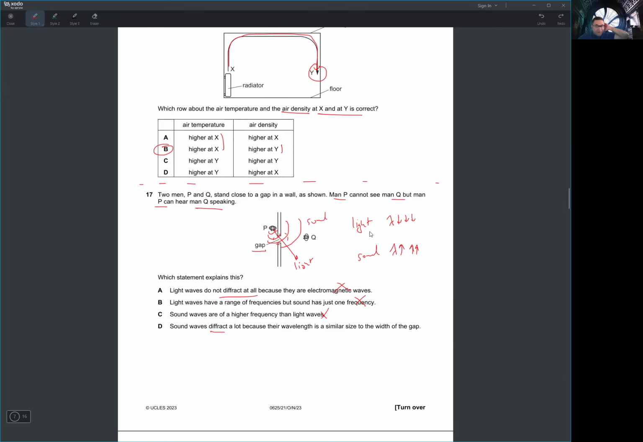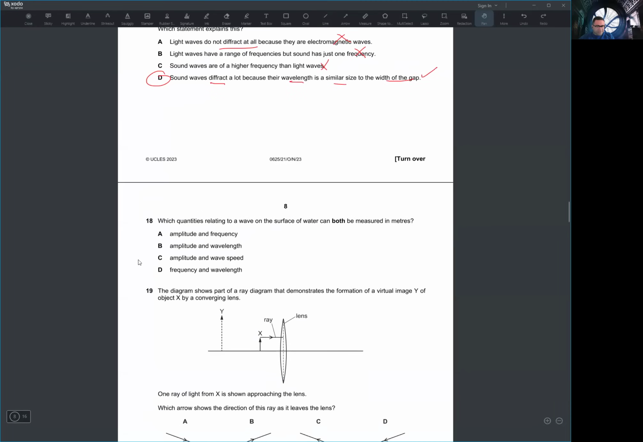Sound waves diffract a lot because their wavelength is similar to the width of the gap? Yes. Sound waves diffract. That's why you can hear. They spread out. That's why you can hear. That's okay. That's good.